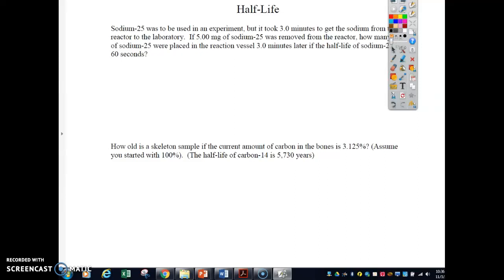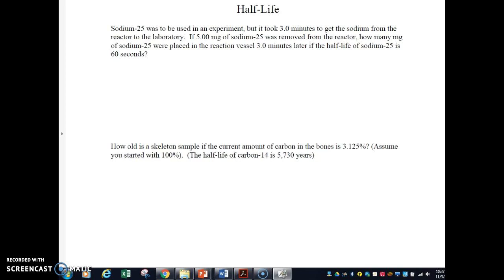In this video, I'm going to go over half-life problems. In a half-life problem, you have two variables that you're working with. You have an amount of substance, whether it's grams or milligrams or whatever, and you have a length of time. So whenever you're doing one of these problems, you're going to have to solve for either an amount of substance or a time, and you have to pay attention to the wording.